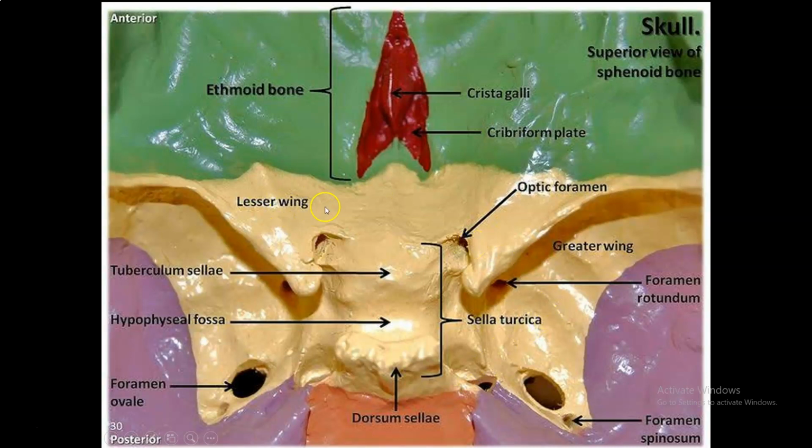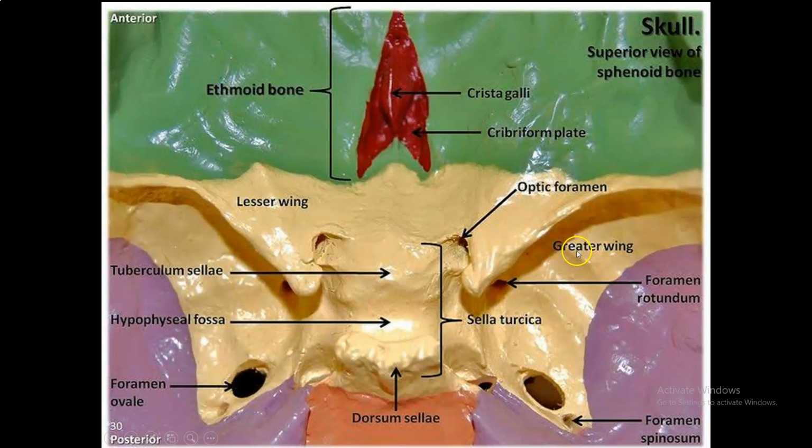This is another view from above again, in a more detailed view showing the body of the sphenoid articulating anteriorly with the ethmoid bone, posteriorly with the basisphenoid, laterally with the temporal bone, and having the lesser wing articulating with the orbital plate of the frontal bone, and forming medially the anterior clinoid, which is the lateral boundary of the optic canal and the lateral boundary of the clinoidal carotid artery. And as we said, the medial wall of the optic canal is made by the body of the sphenoid.